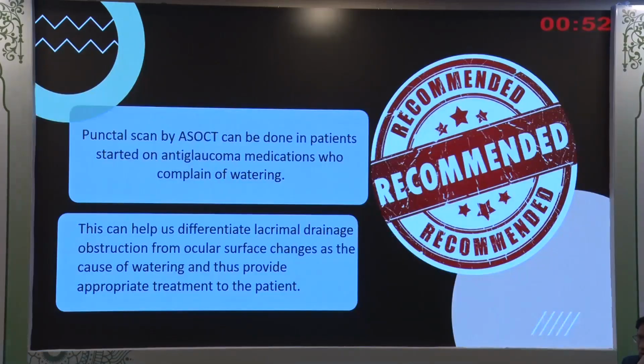We would like to recommend that a punctal scan by ASOCT can be done in patients started on anti-glaucoma medications who complain of watering. This can help us differentiate lacrimal drainage system obstruction from ocular surface changes as the cause of watering and thus provide appropriate treatment to the patient. Thank you.